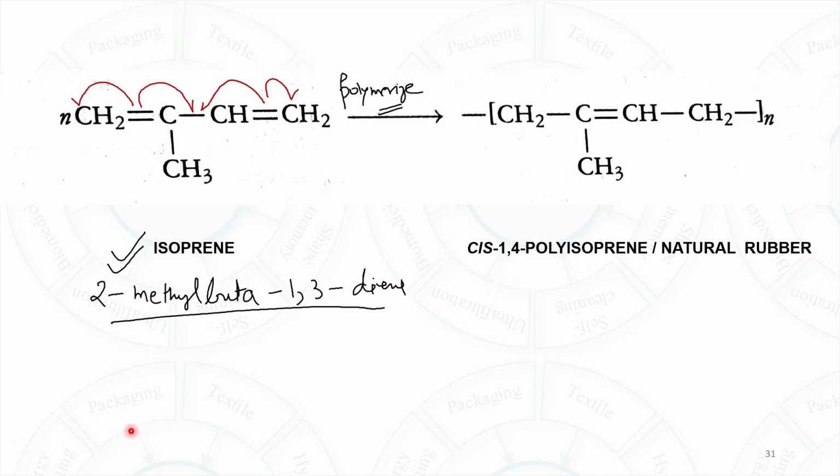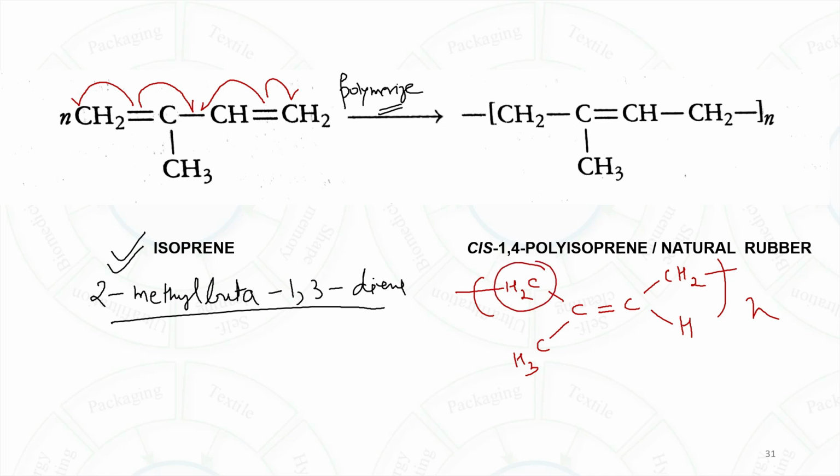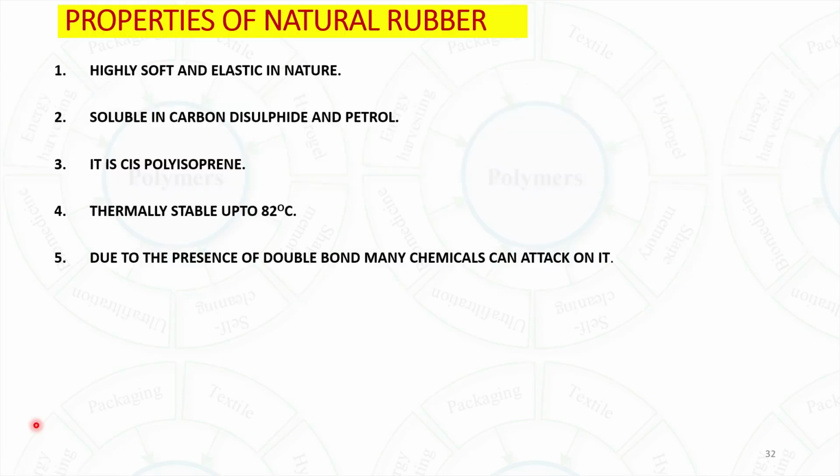If you want, I can write the configuration as well. Double bond carbon, so this is your CH2 and this is your CH3, and the polymerization will continue from here. And your hydrogen here, and then your CH2, and the polymerization would continue from here. So you'll find that CH2 and CH2 are on the same side. This is basically the cis nature. I hope this is quite clear. So cis polyisoprene is thermally stable up to 82 degrees centigrade.